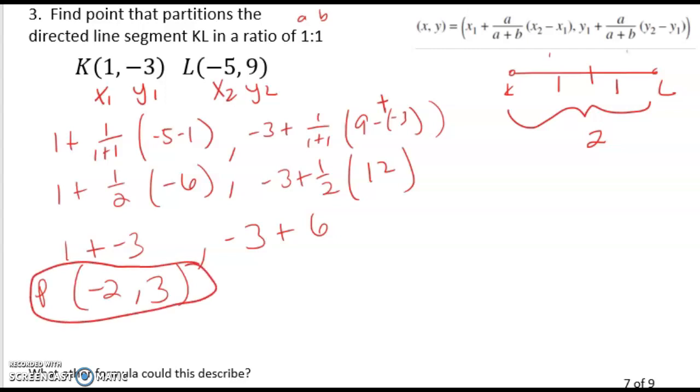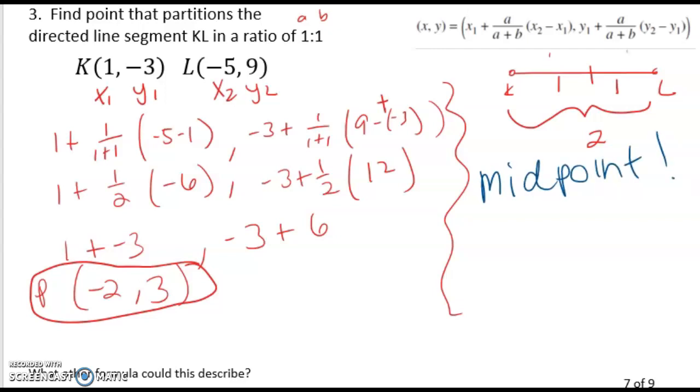But the reason that I wanted to pay close attention to this example is because a 1-to-1 ratio where something is exactly in the middle has another name. It's known as the, drum roll, bad drumming, sorry, the midpoint. So the midpoint. And you may have seen the midpoint formula before, which is x1 plus x2 over 2 and y1 plus y2 over 2.